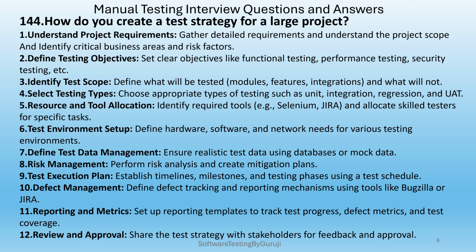First, understand project requirements, gather detailed requirements and understand the project scope and identify critical business areas and risk factors. Second, define testing objective. Set clear objective like functional testing, performance testing, security testing, etc. Third, identify test scope. Define what will be tested, modules, features, integration, and what will not.